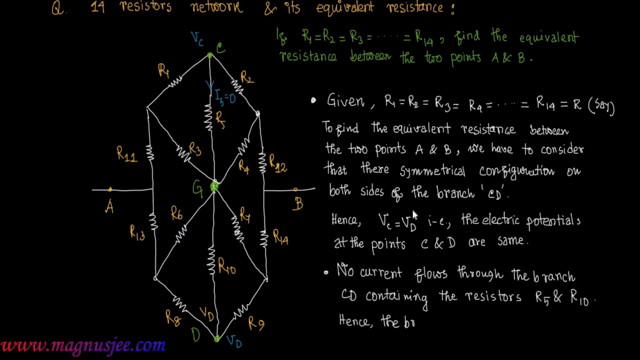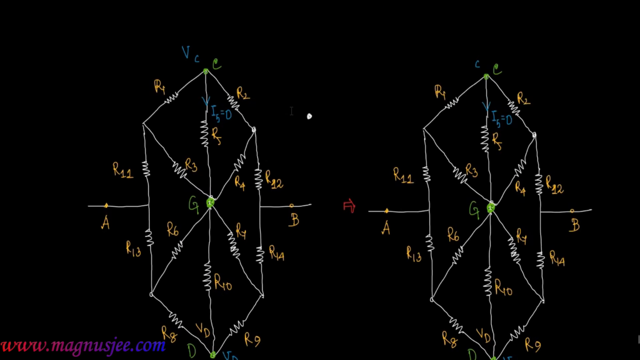Therefore, the branch CD can be neglected, because the branch CD is ineffective. No current flows through it. That is, the branch CD can be neglected or ignored from the circuit.